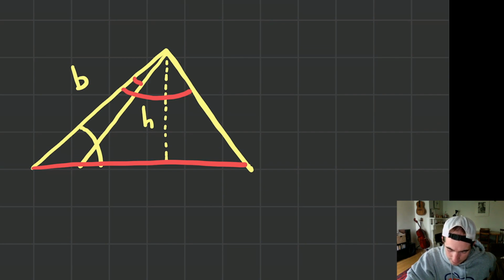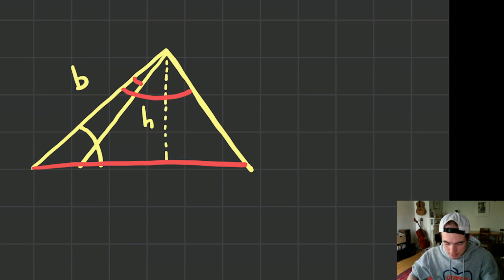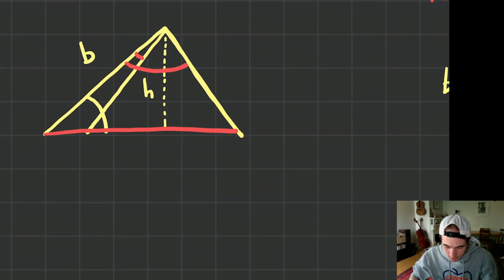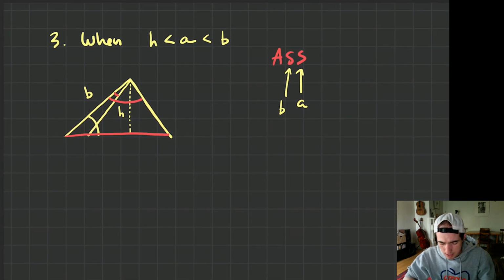And this kind of diagram is the way I think about the ambiguous case. When I think about the ambiguous case, this is what's baked inside my head, this diagram here. So that's when A is between H and B. We have two possible triangles that we could build out of this.